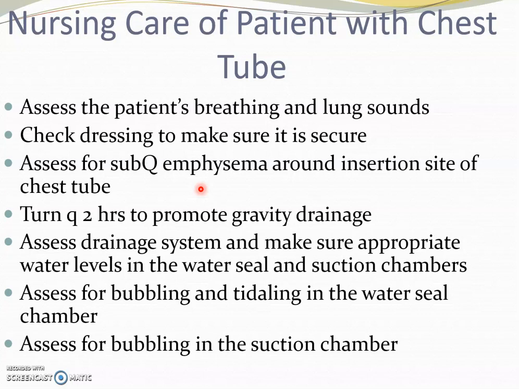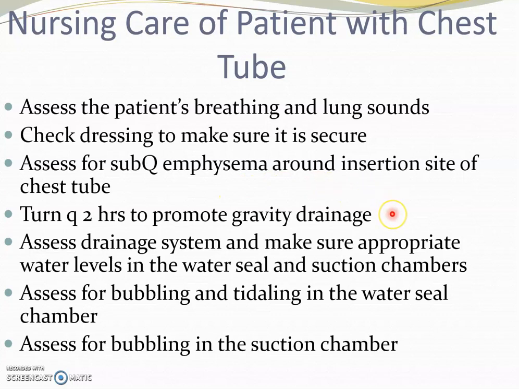You want to palpate around the insertion site of the chest tube for the sub-Q emphysema. If you do find it, you want to take a Sharpie marker and mark that area. And every time the site is assessed, you want to make sure that area does not grow. That is a problem if it starts growing, and you need to notify the physician if it does.